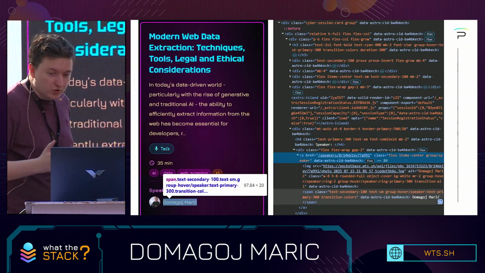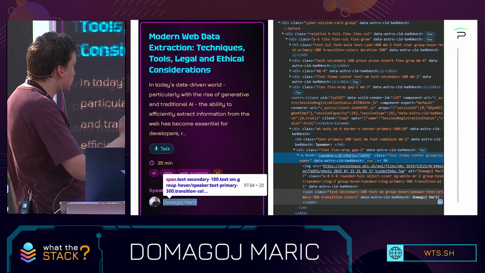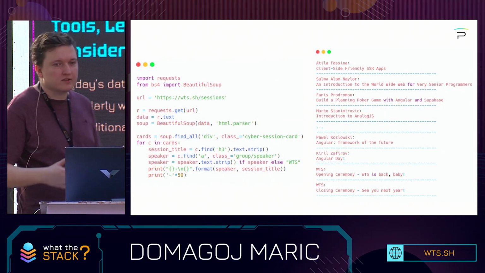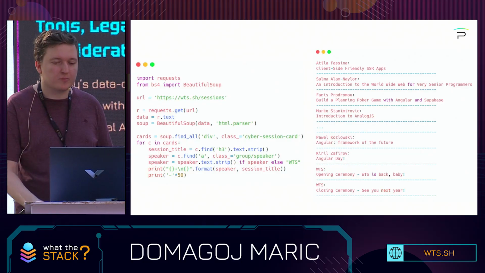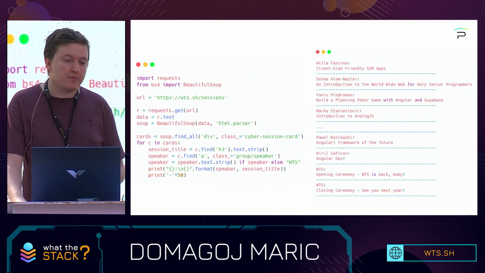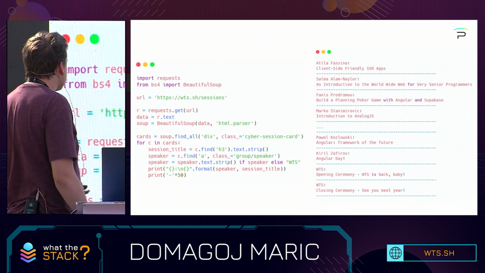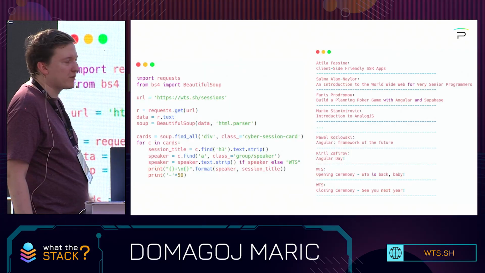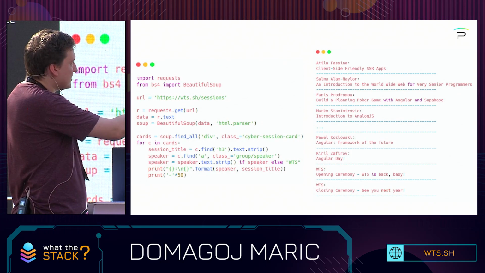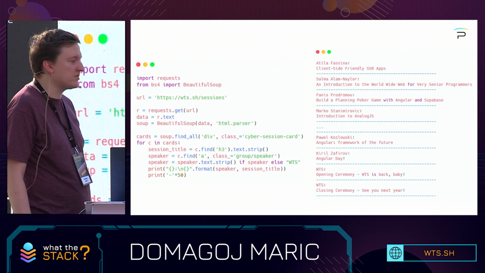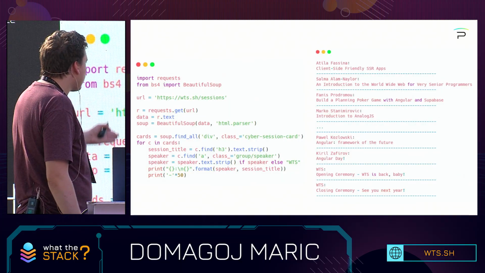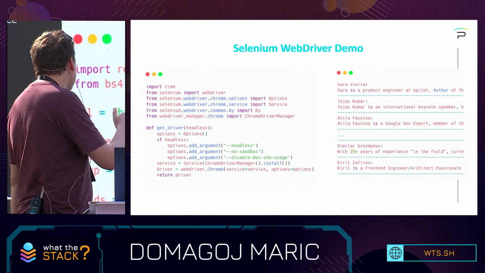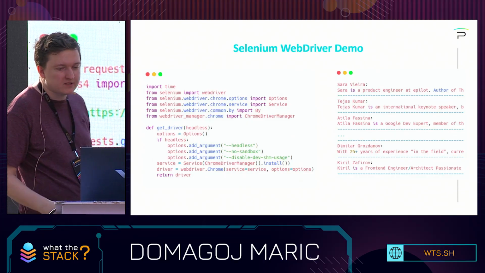Then you right click and inspect element. You go into developer tools, locate the stuff that you want to scrape, and get the CSS selectors or XPath selectors from that, so you can build a scraper. This is how it looks in Python with Beautiful Soup. It's a pretty simple example: you just need around 10 lines of code to scrape all the presenters and their session names from the What the Stack site. It just locates the H3 headings and the links with the sessions, and that's pretty much it.